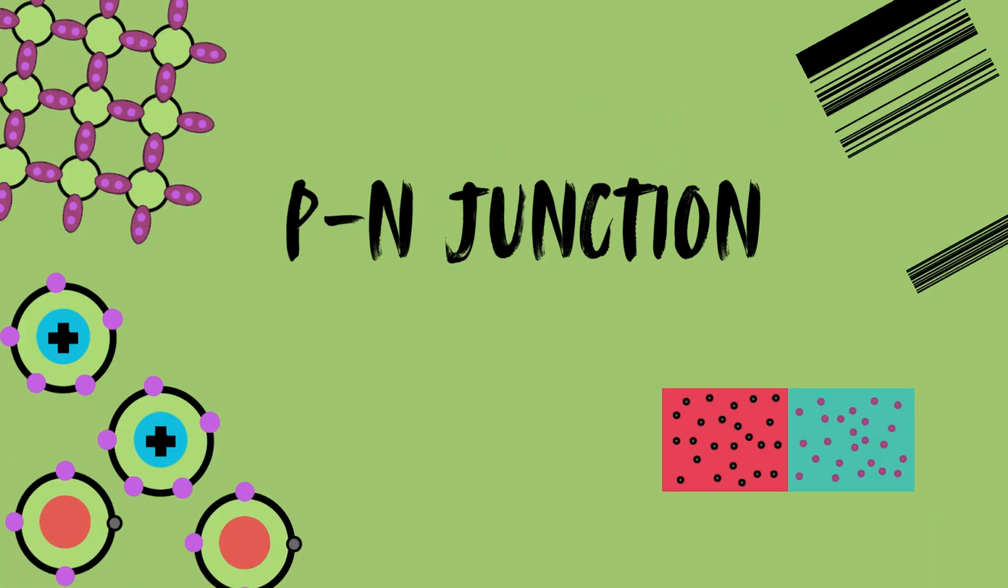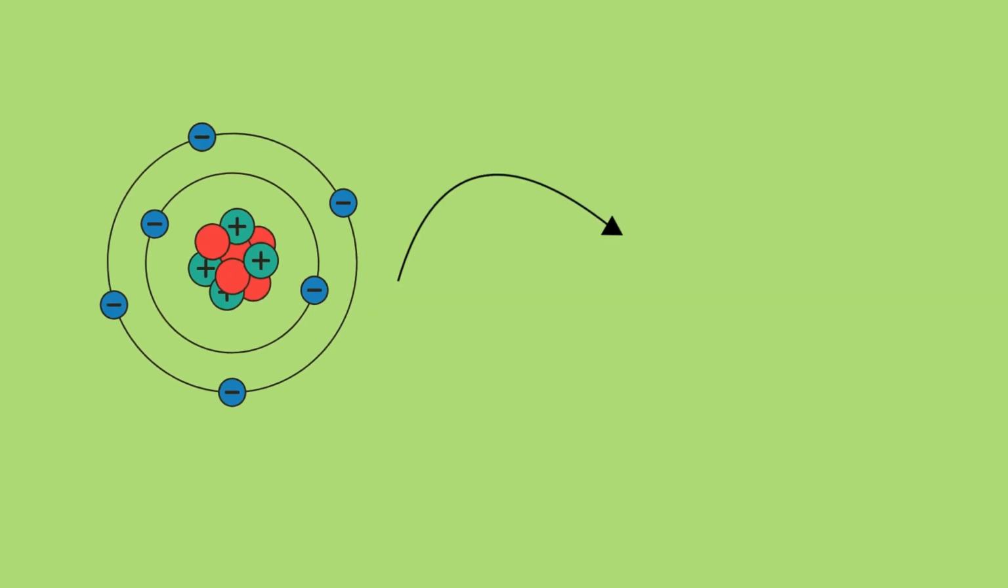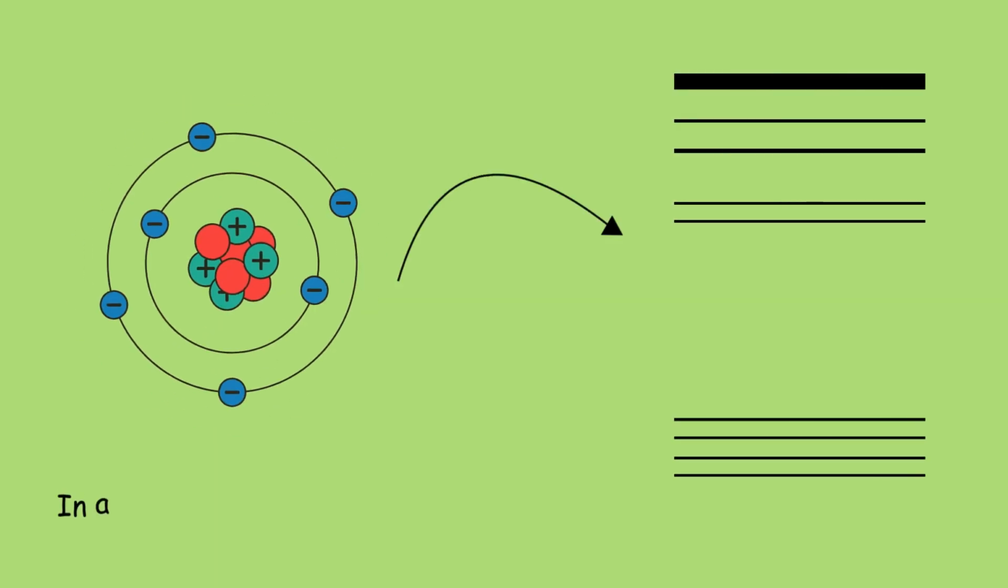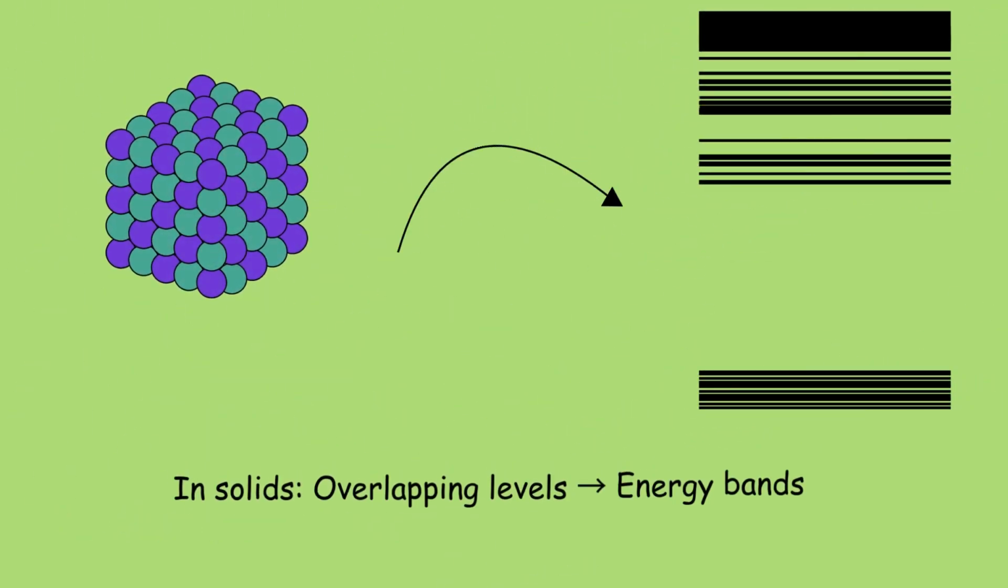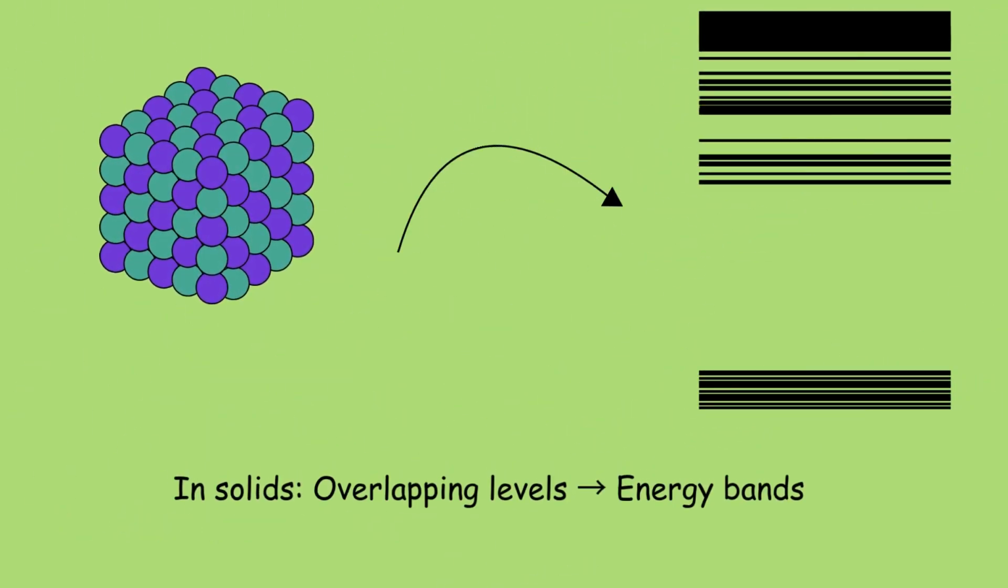Before we get into p-n junction, let's talk about something important. Semiconductors. You have probably heard of energy levels in atoms, right? When we look at a single atom, the energy levels are neat and distinct, but things change when many atoms come together to form a solid crystal, like in a piece of silicon. Here, the individual energy levels of atoms start to overlap, forming what we call energy bands.